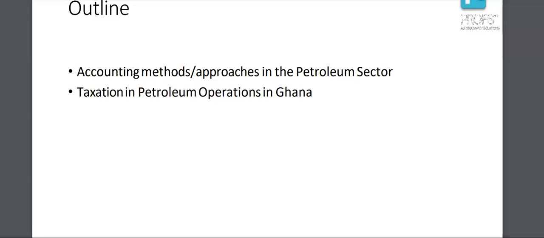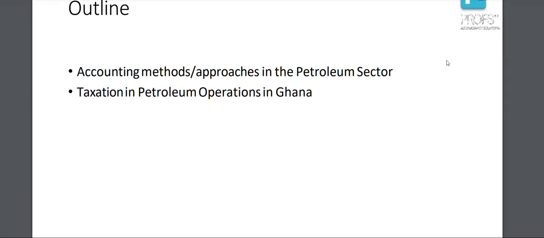Okay, so we'll take a look at accounting approaches. Let me talk a bit about the accounting approaches. For the tax issues, I think I'll have to delve into the Act, then I can speak to them. For the accounting approaches, we need to understand it because the tax starts from where the accounting and then the auditing ends. So you need to understand the accounting methods. It's very, very important. And it's also a highly specialized industry, so you need to get the accounting approach.